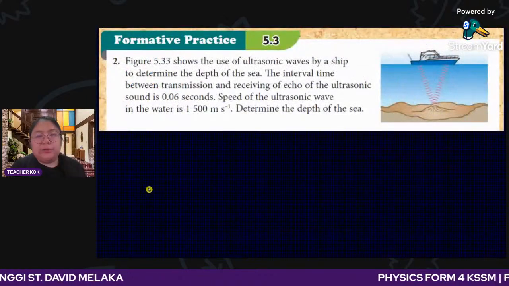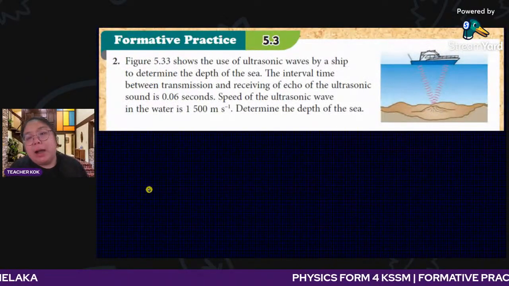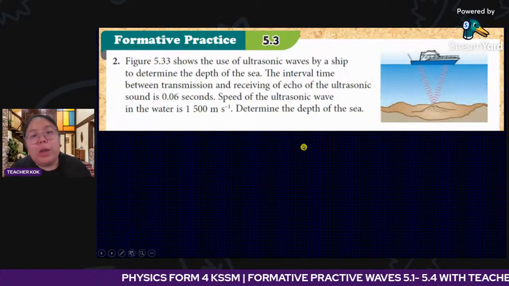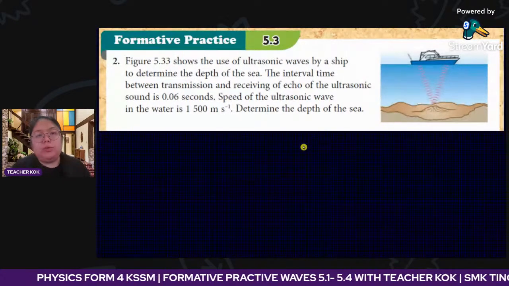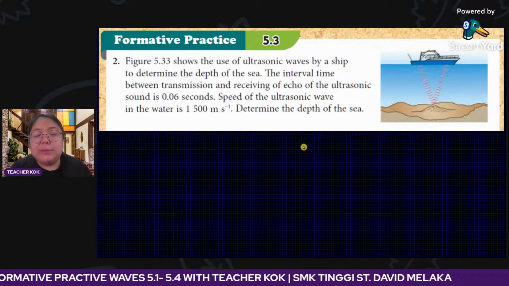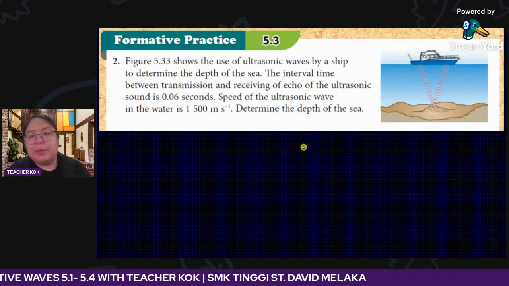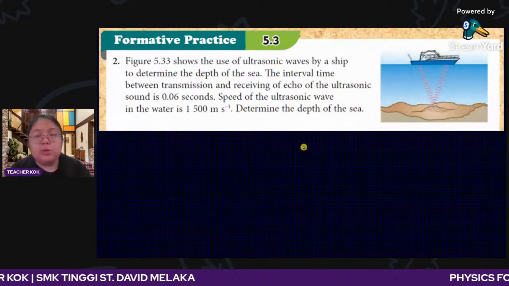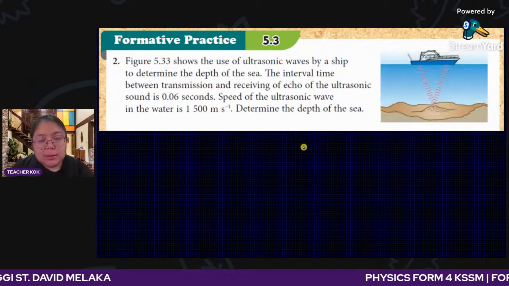Okay, then we continue with number 2. Number 2 is a calculation for reflections. Remember, for sound waves, normally they want you to find the depth of the sea bed. Remember the depth is only one way. For reflection, actually the process is two-way because you send and come back.